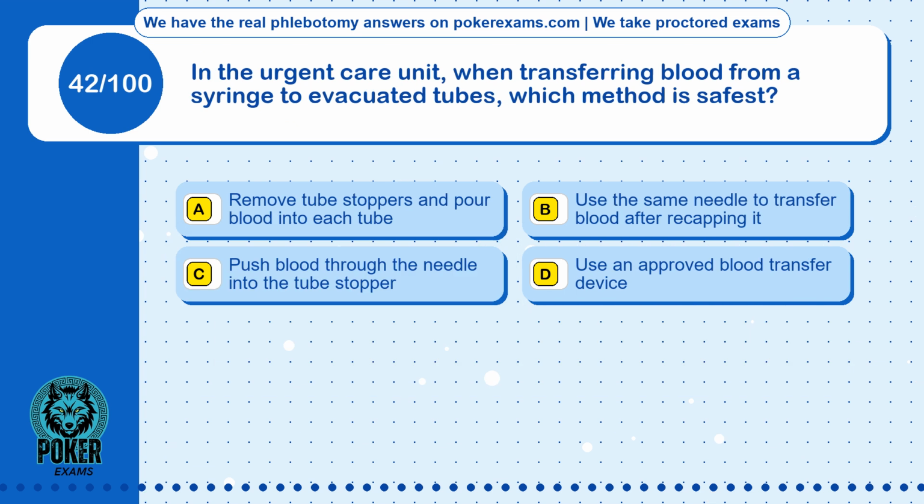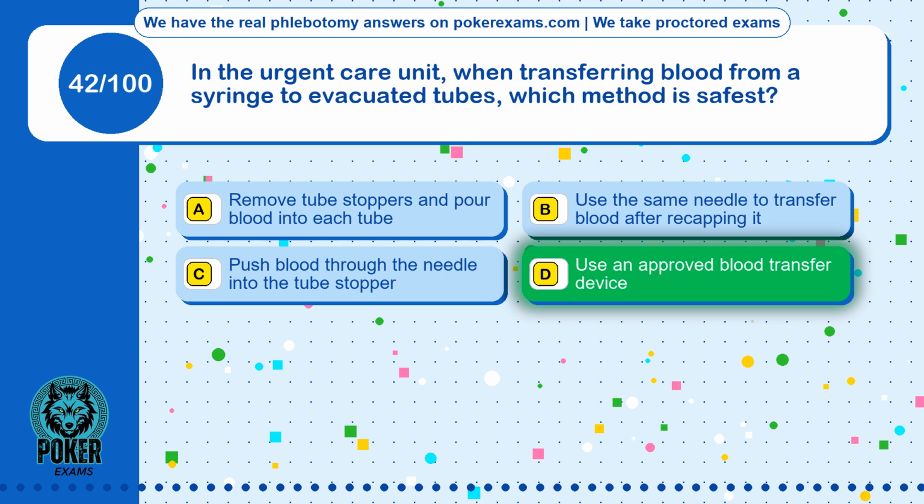Question 42. In the urgent care unit, when transferring blood from a syringe to evacuated tubes, which method is safest? Option A. Remove tube stoppers and pour blood into each tube. Option B. Use the same needle to transfer blood after recapping it. Option C. Push blood through the needle into the tube stopper. Option D. Use an approved blood transfer device.